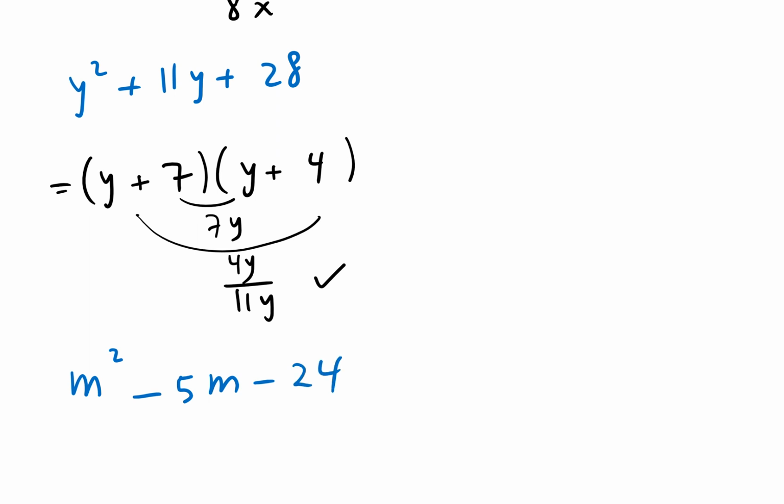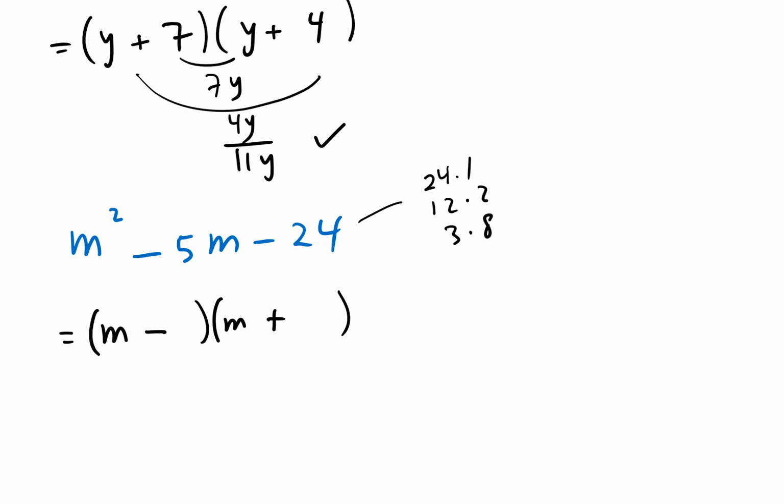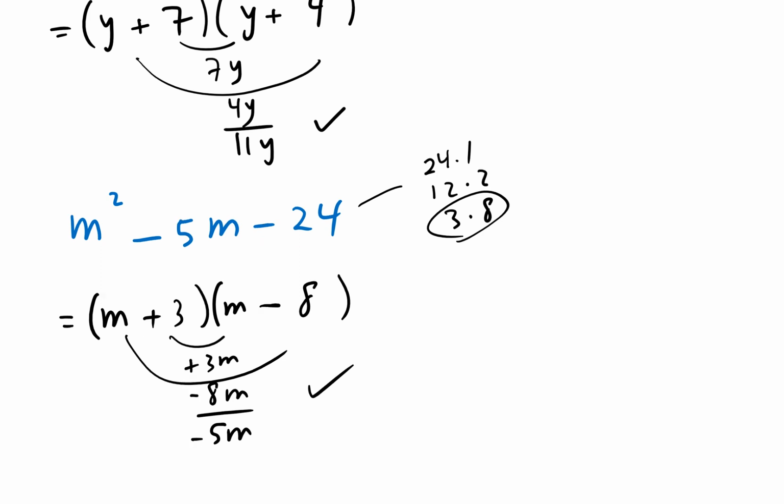How about if we change the signs? Say both of them are minus. In this case, one of them has to be minus and one plus. Now 24 could be 24 by 1, 12 by 2, or 3 by 8, maybe 3 and 8. Let's try 3 and 8. When you test it out, negative 3m and 8m, when you add them, you get 5m. That's not the middle. The middle is negative. So in this case, that tells me to swap the signs. Make the plus minus, minus plus. So that becomes plus minus minus. Then it works.